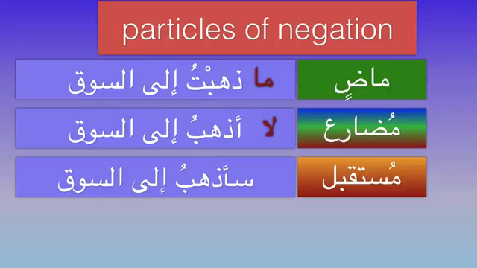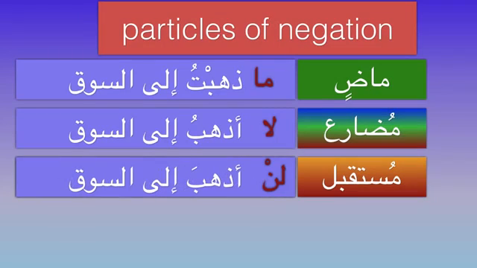However, if you're talking about the future, we bring lan. When we bring lan, the sentence does not remain the same. We know that lan is harfu nafiyan wa nasbin, so it will give nasb. Sa'adhabu becomes adhaba. Lan adhaba ila suq. It ends with fatha. This is the important part of lan.